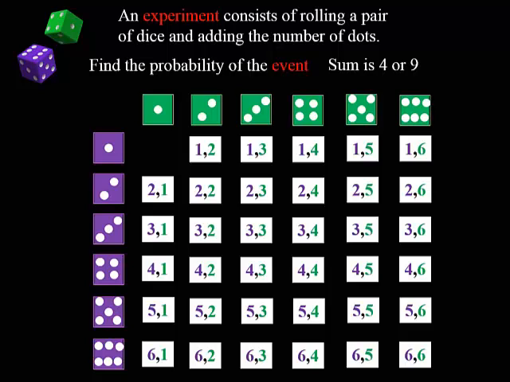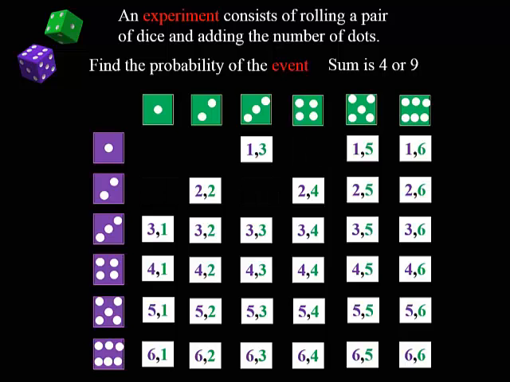And we just go down the line with each one and say, is this a 4 or a 9? The second one is 1 and 2. Does that add up to a 4 or a 9? No. 1 and 3? Yes.